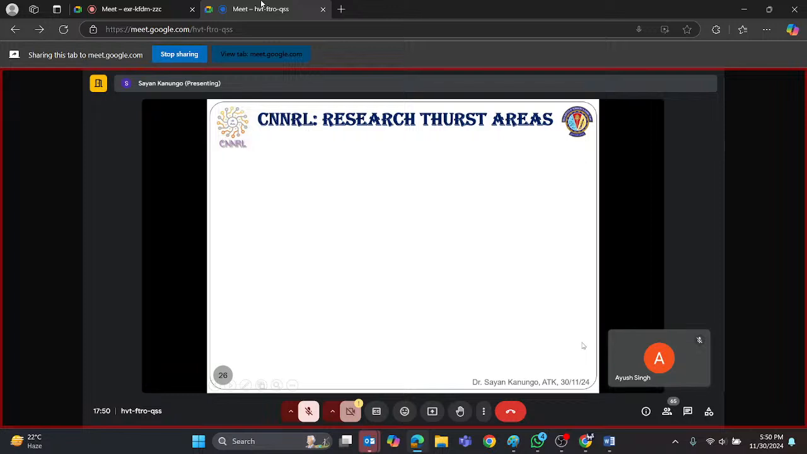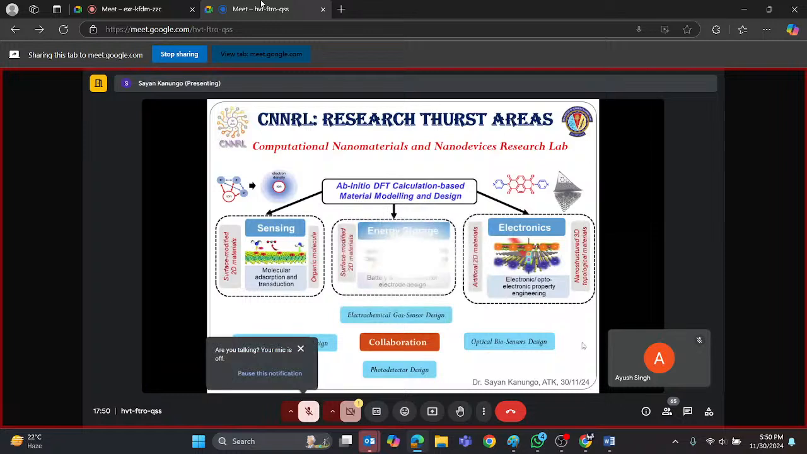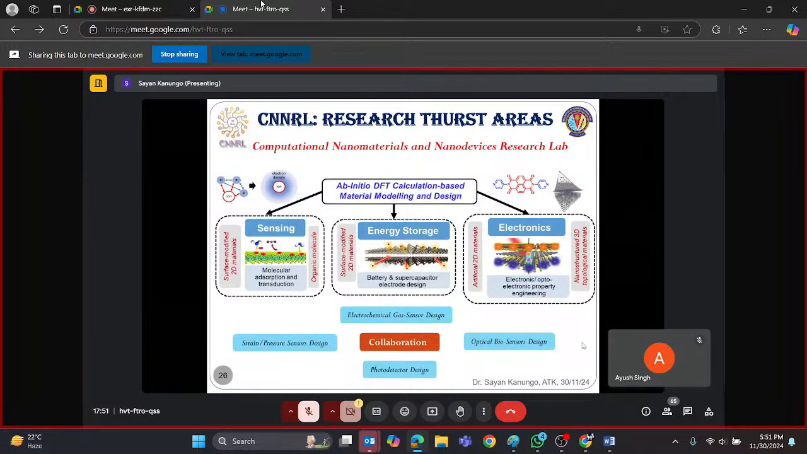So moving on, we'll very briefly introduce our group's thrust research area. Our computational nanomaterials and nanodevice research lab is focusing on two specific areas, namely computational nanomaterials design as well as computational nanodevice design. From the perspective of computational nanomaterial design, we employ ab initio DFT calculation-based material modeling and design techniques. The three technological verticals in which we work are sensing, energy storage and electronics. In case of sensing, we are particularly focusing on surface modified 2D MXenes and 2D TMDs.